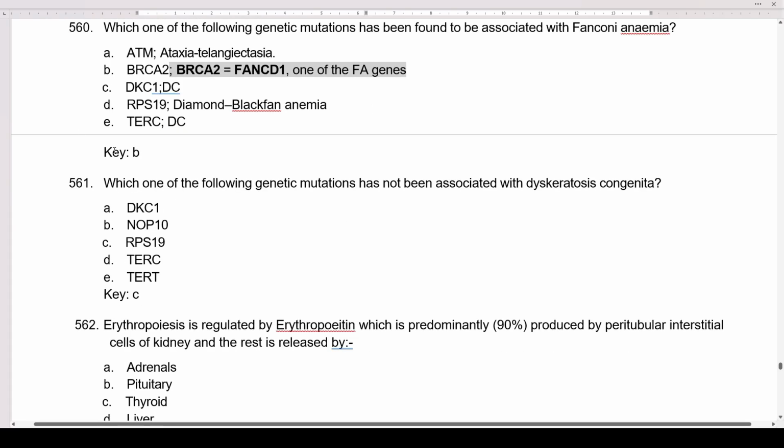Next, which one of the following genetic mutations has not been associated with DC? I just told you, the mutations in case of DC are DKC1, NOP10, TERC, and TERT. RPS19 is with DBA. Just remember these things. These are bone marrow failure syndromes. DC is also a bone marrow failure syndrome which has very short telomeres, so it is a telomeropathy. The patient will have bone marrow failure and pulmonary fibrosis due to mutation in these genes.